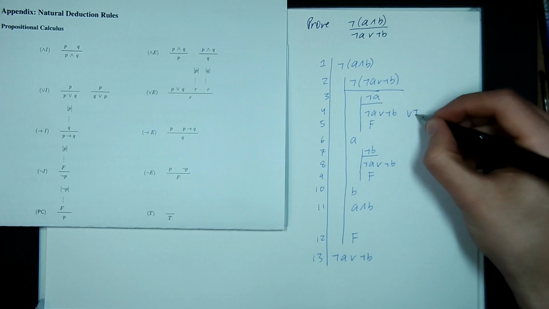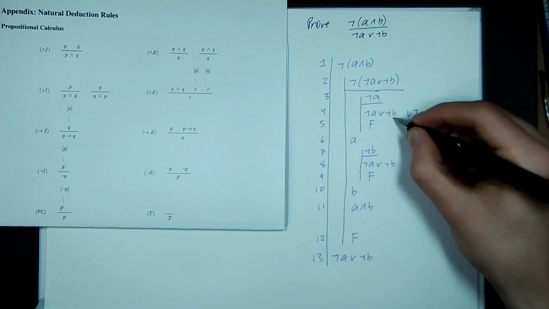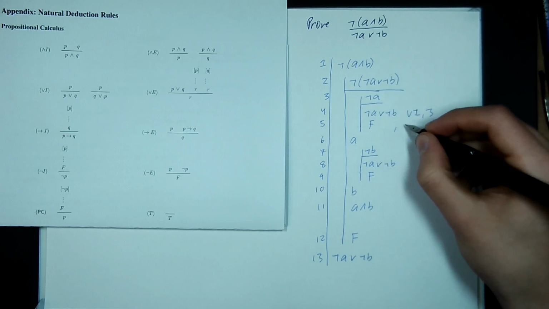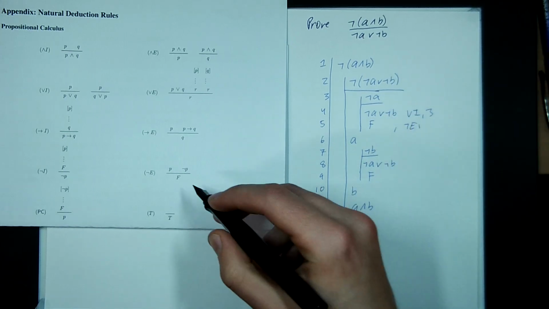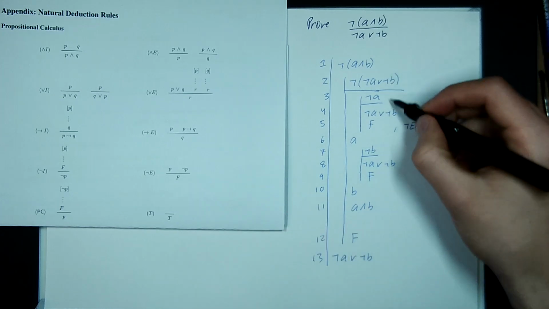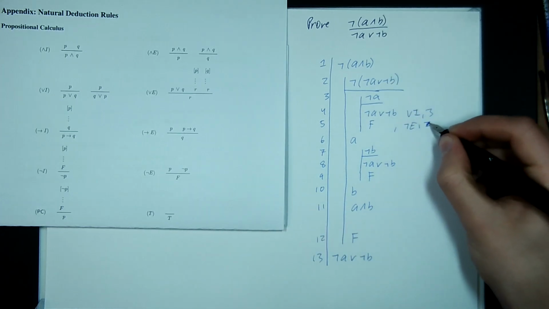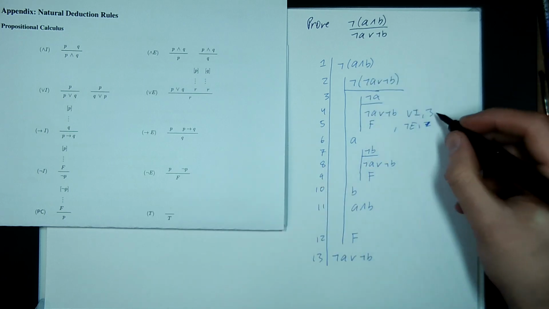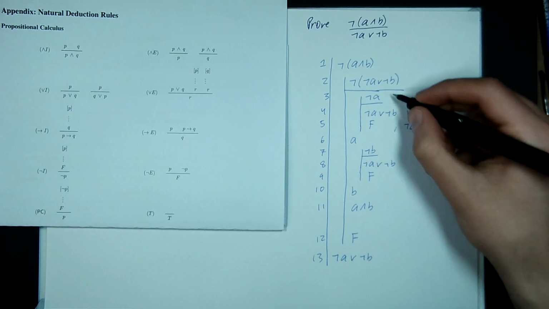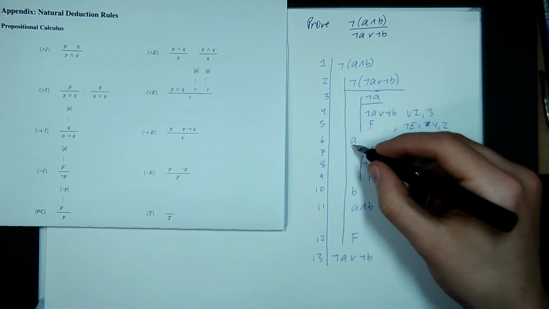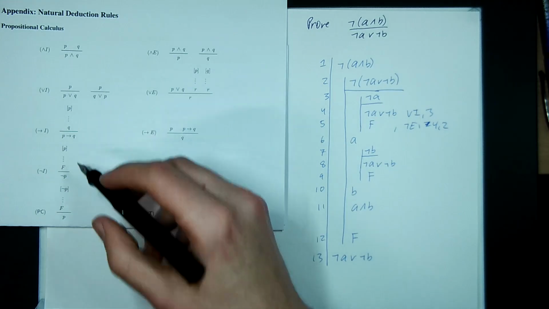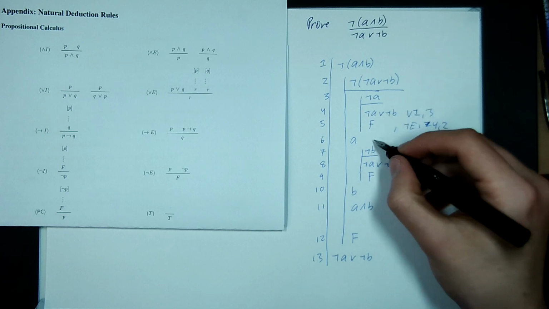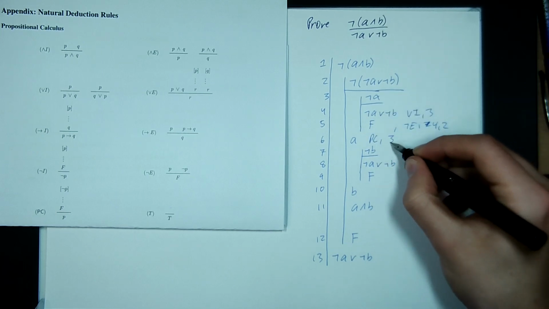This was OR introduction of line 3, because I OR'd in the not B for free. These two statements 2 and 4 contradict each other, so I can use negation elimination, which is this rule here, on lines 2 and 4. Really it should be 4 and 2, because the one with the negation is on the second line, so it really should be 4 and 2. Assume not A, derive false, therefore A, by proof by contradiction. I assume not A, I got false, therefore A. So PC lines 3 through 5.